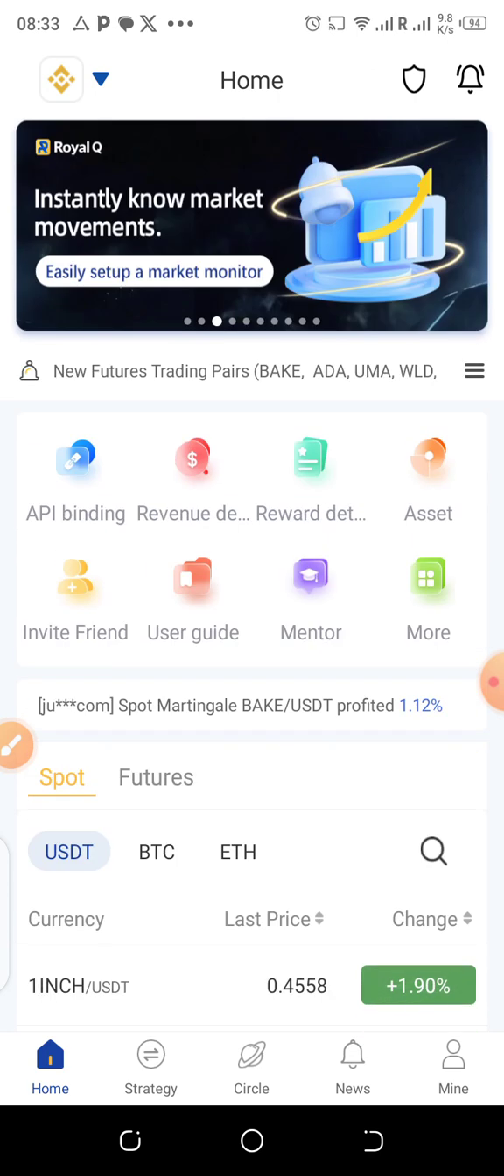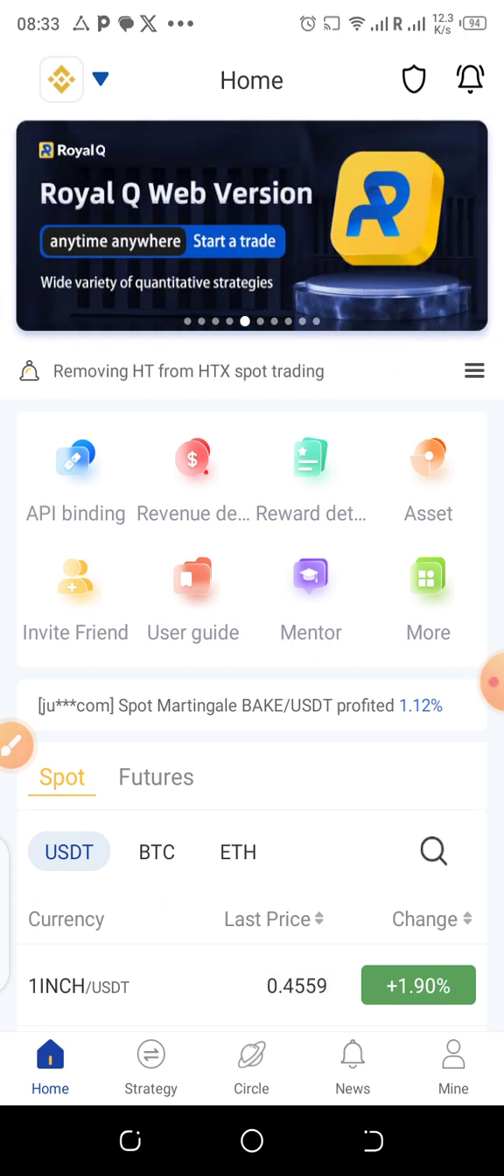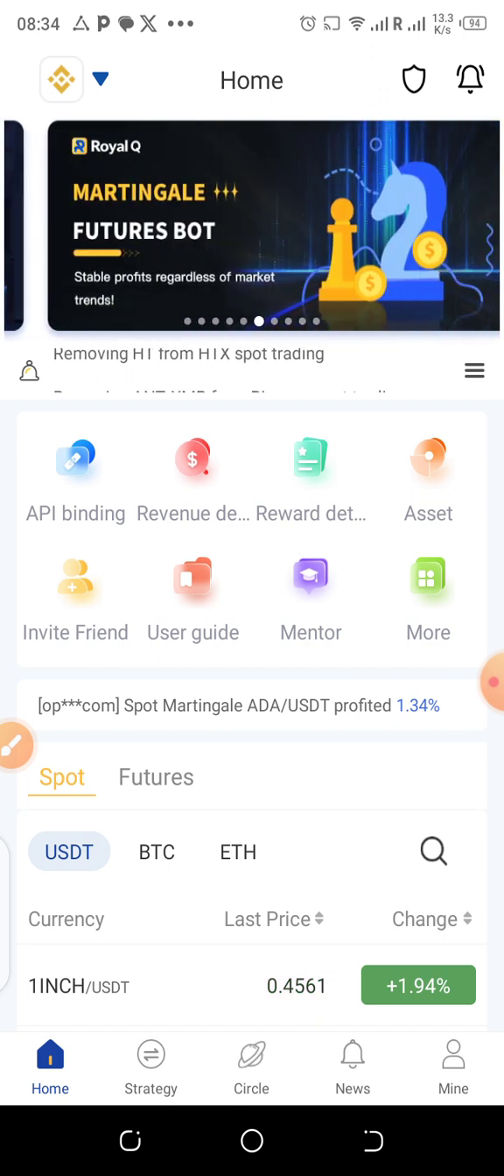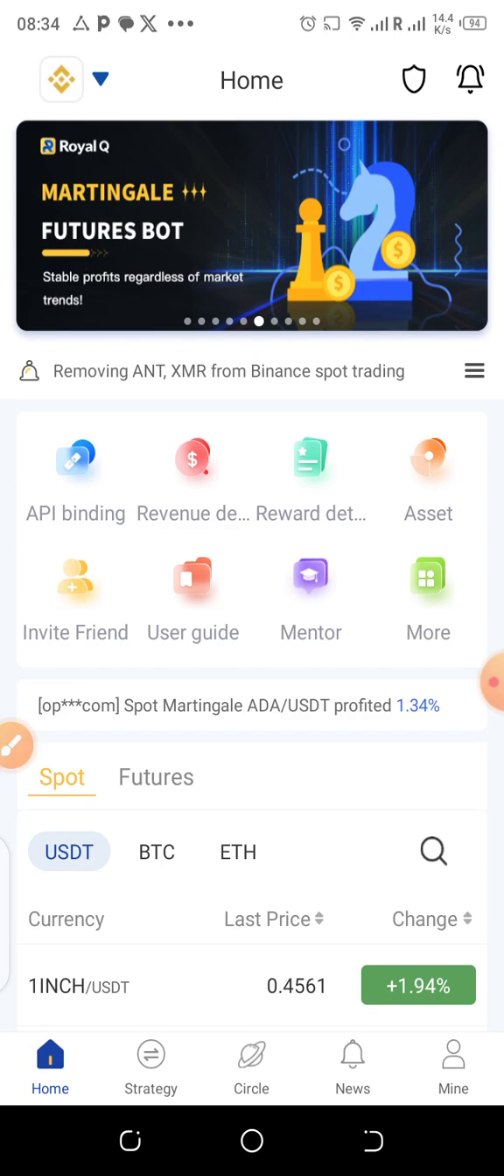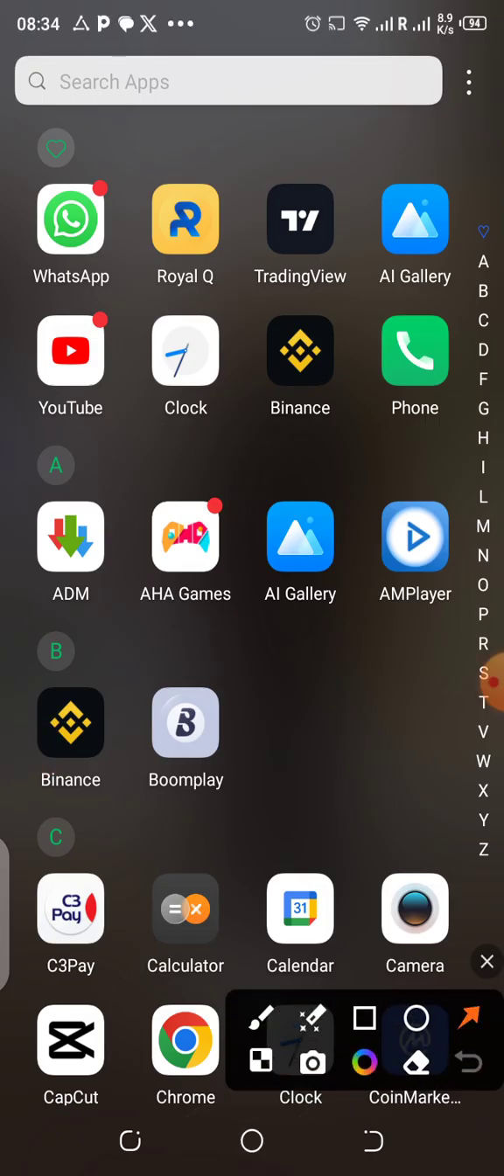So without wasting time, I want to show you how you can set up a trade in RoyalQ and win better. Before you pick a coin to trade, you are going to go on your trading view. You analyze the coin, and that is called technical analysis. So that is your trading view.